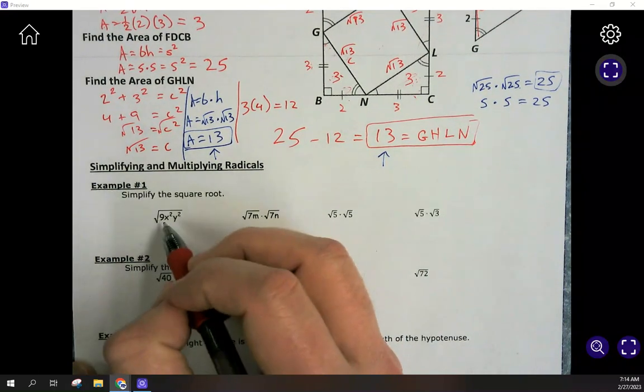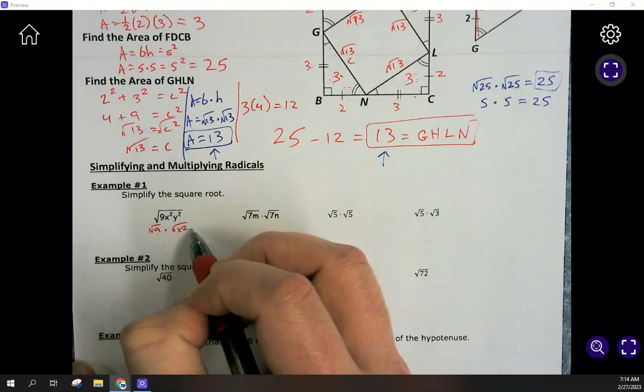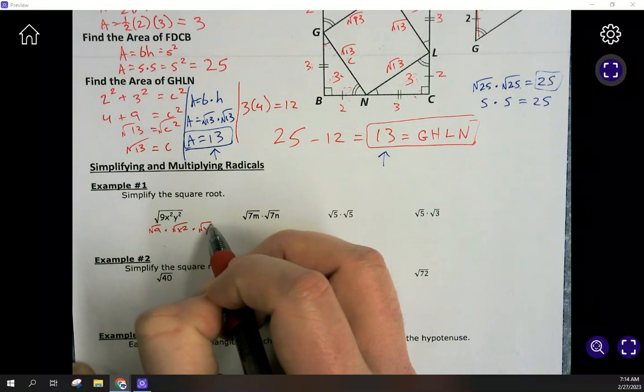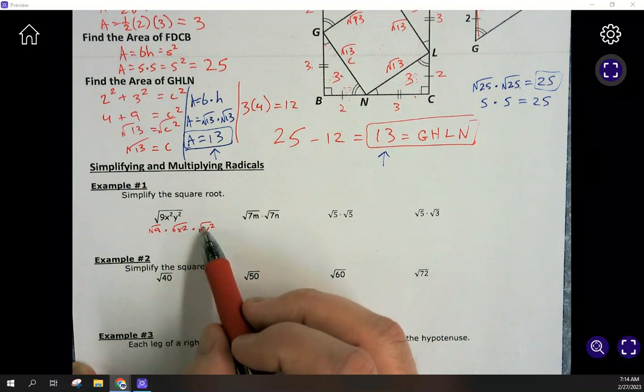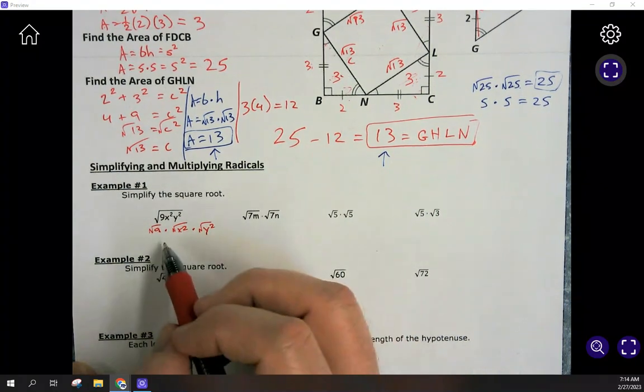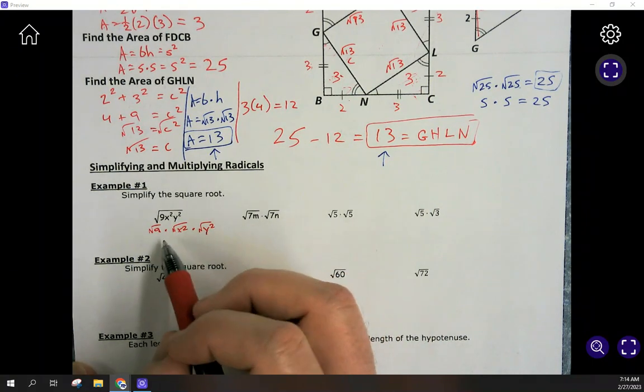The first thing you need to know is if you have a bunch of things under here being multiplied, you can separate them into separate terms. Okay, so all of them are being multiplied underneath the square root. You can separate them and then take the square root separately. And if one of them does not simplify nicely, you can just leave it under the square root, and we'll see that here in a second.